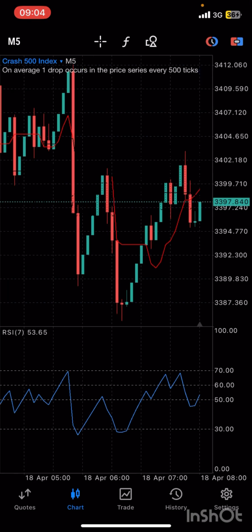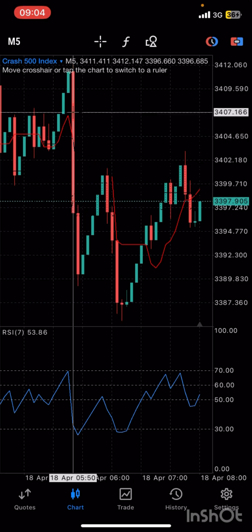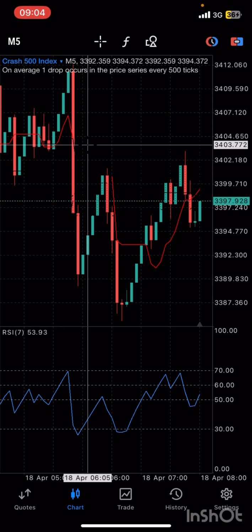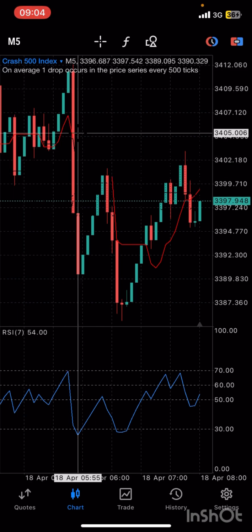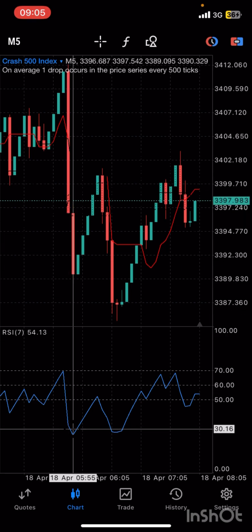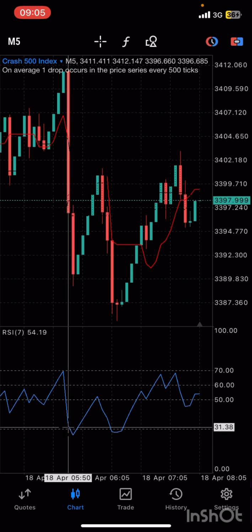So now we're going to get right into the strategy. This is how the strategy works here. You're going to find a spike in the 5 minutes time frame. So you can see this is the 5 minutes time frame. You're going to look for a spike in the 5 minutes time frame, and you're going to ensure that the spike is closing below the 30 RSI. You have to ensure that the spike closes below the 30 RSI.